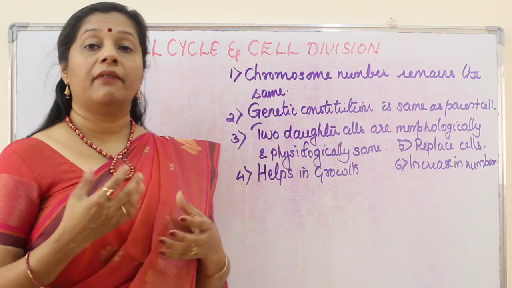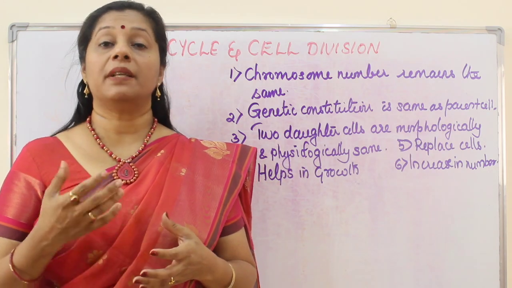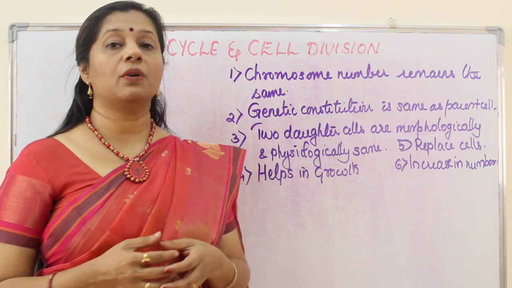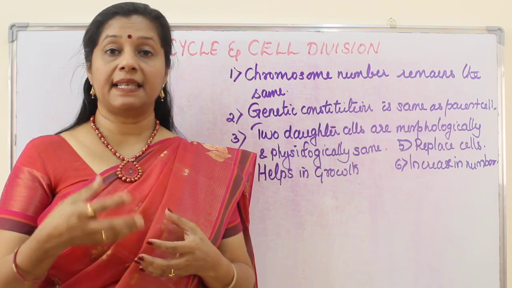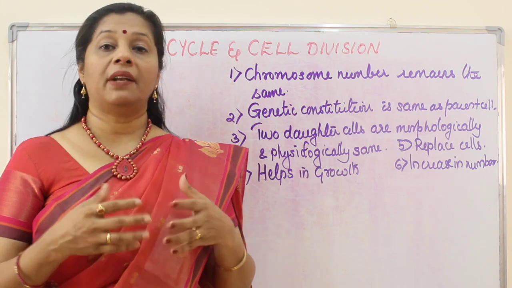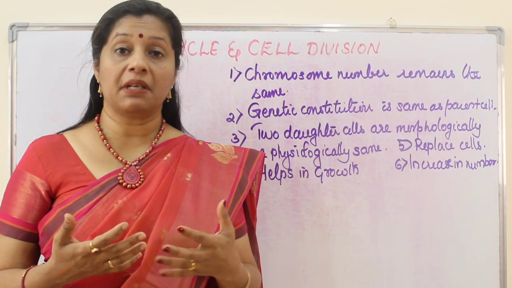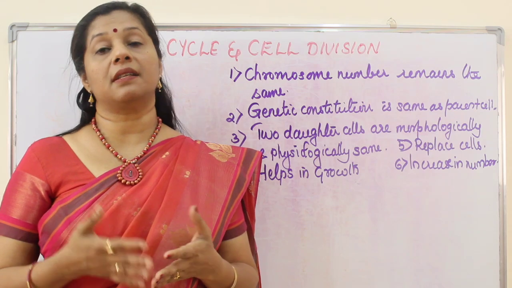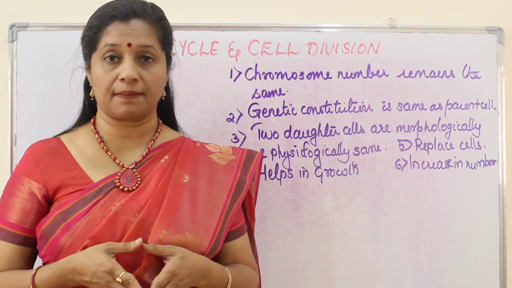Then next, whenever an organism is growing, which division is helping? Mitosis, of course. And also it is used for replacing the damaged or lost cells in organisms. And also when organisms want to increase in number, like in the case of bacteria or unicellular organisms, mitosis is the division that is helping in this process.